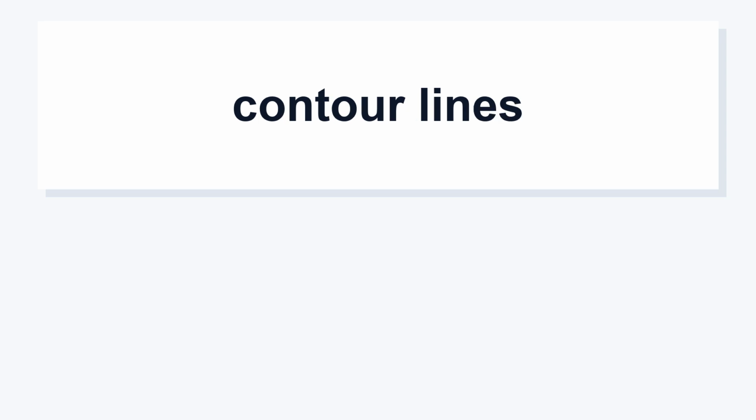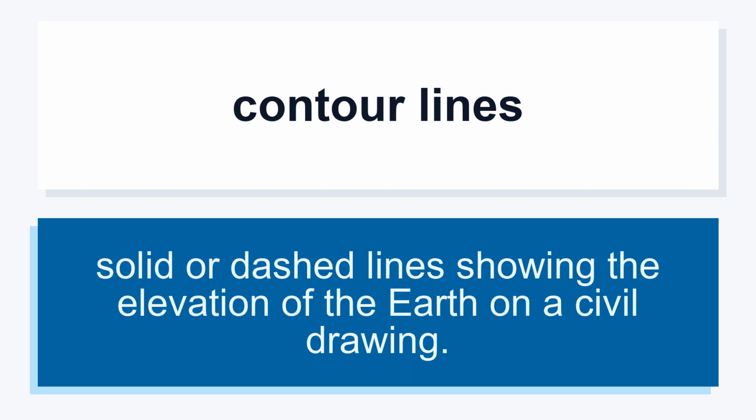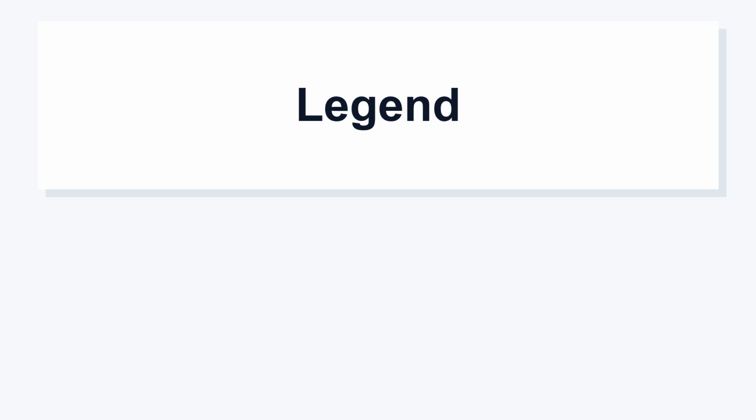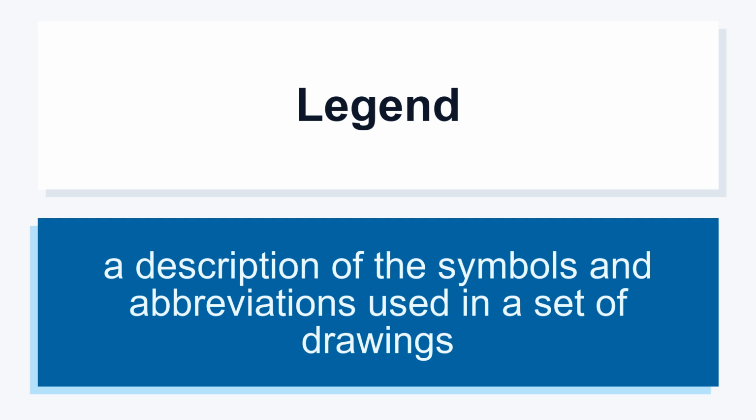Contour lines. Solid or dashed lines showing the elevation of the earth on a civil drawing. Legend. A description of the symbols and abbreviations used in a set of drawings.